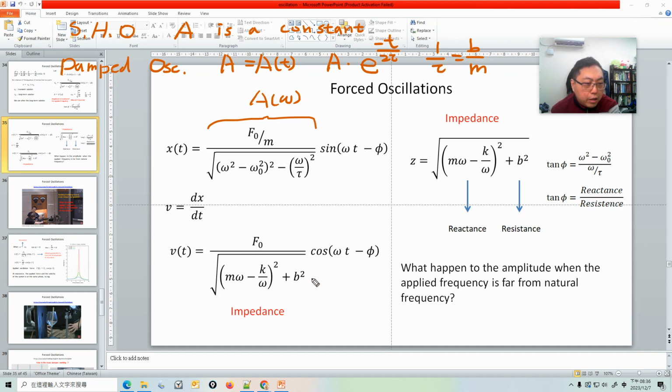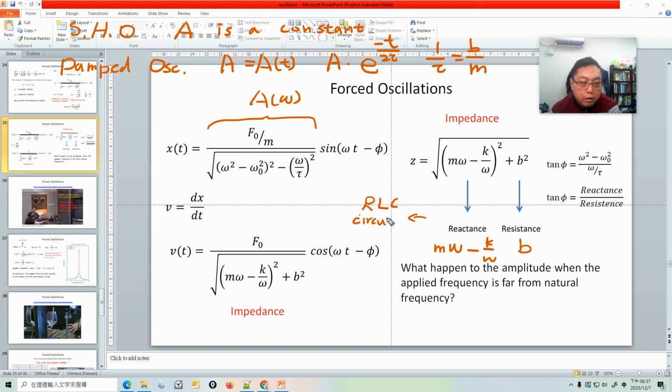The denominator is called the impedance. There are two terms in there. One is called resistance, the other is called reactance. Resistance may be kind of misleading; actually resistance is b, and the reactance is m omega minus k over omega. You will see the same terminology, impedance, reactance, and resistance, in the RLC circuit. This will also happen in the RLC circuit.